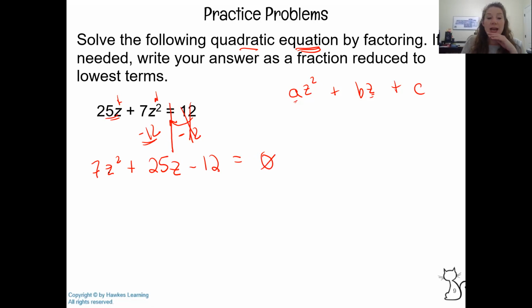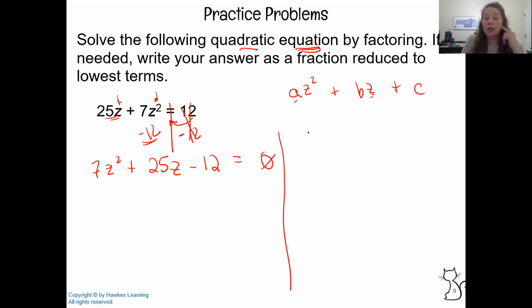Okay, so now I could try the AC method. I could try multiplying 7 times -12, which is -84. And I would have to think of two numbers that multiply to give me -84, but add to give me 25. And I can't think of two numbers that would give me those. That means I have to use the quadratic formula.